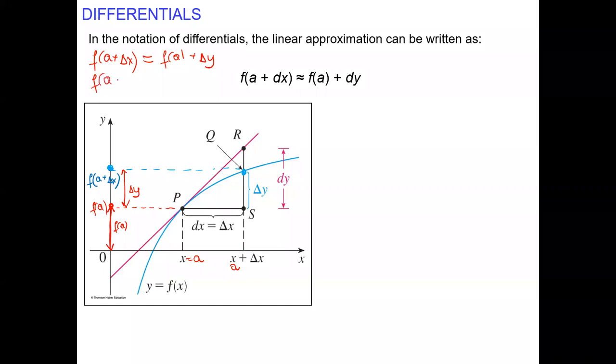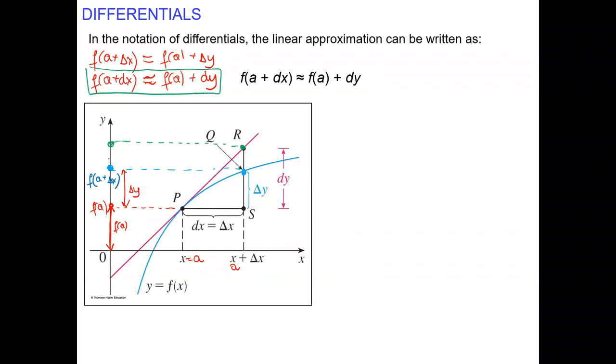F of a is not a problem, and delta x is the same as dx, that's not a problem. But now, delta y. We don't really want to use delta y because it's complicated. I would like to approximate it with dy. That will be the approximation, and instead of that blue dot, I will theoretically get this one.